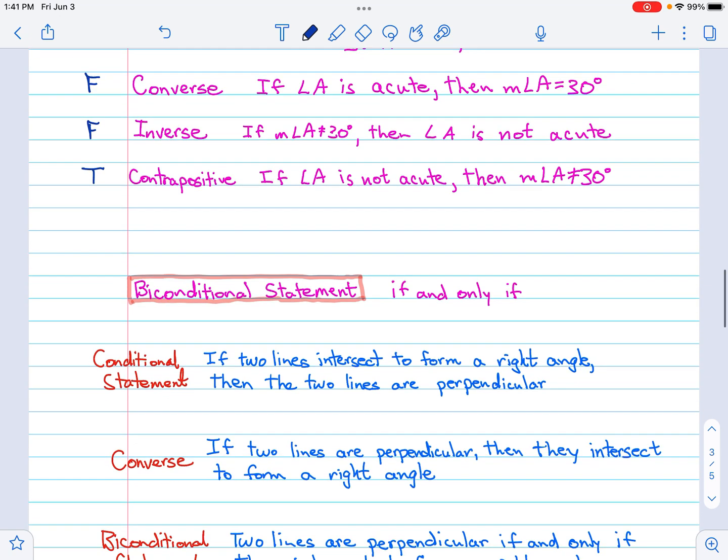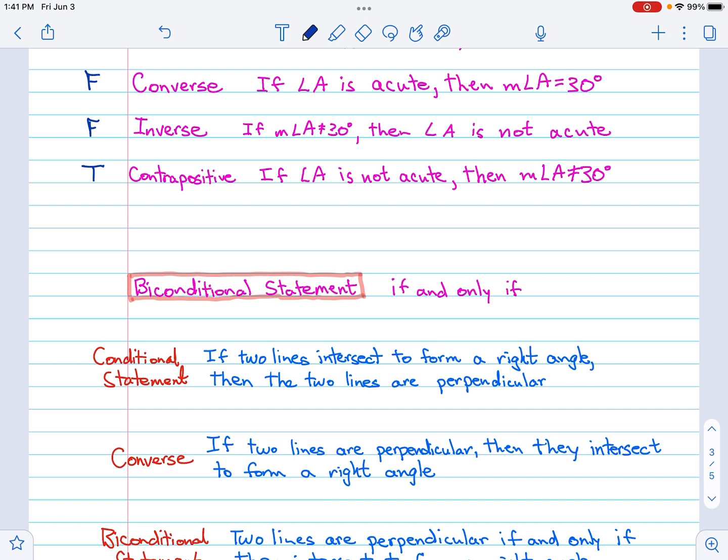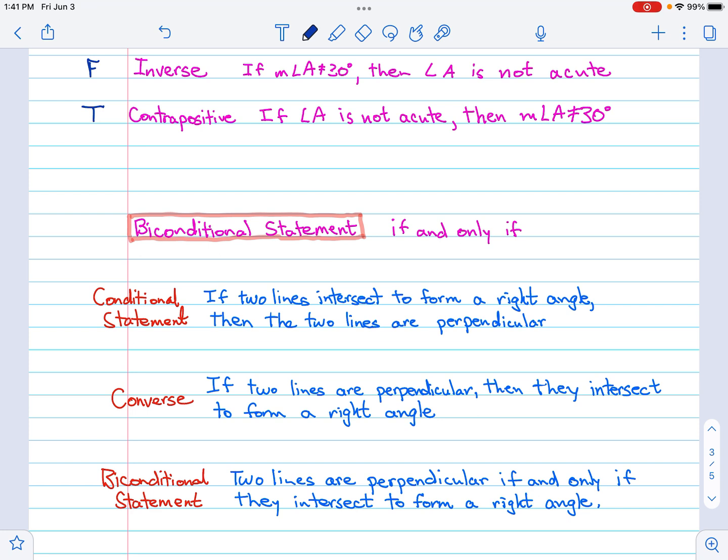Now let's move on to this thing called a biconditional statement. You'll know a biconditional statement because you'll see "if and only if." So, let's look at this statement up here. If two lines intersect to form a right angle, then the two lines are perpendicular. This is kind of defining what we mean by perpendicular: the intersection of two lines to form a right angle. So this is kind of a definition.